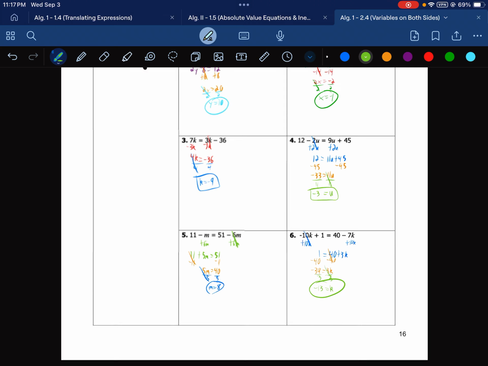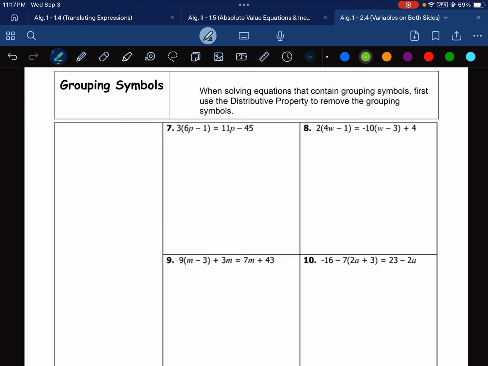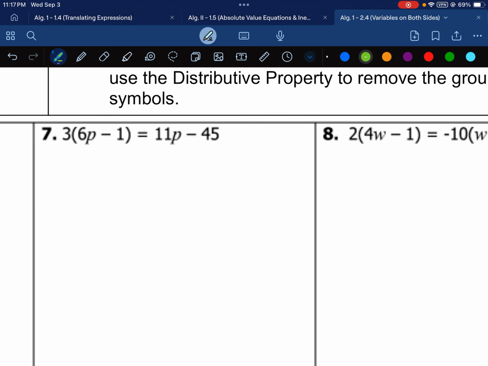Now, let's move on to what happens when you have grouping symbols. So when you have grouping symbols here, we first would need to use the distributive property. So on number 7, distribute: 18p minus 3 equals 11p minus 45. And now it becomes the same type of problem that we just did 6 examples of.